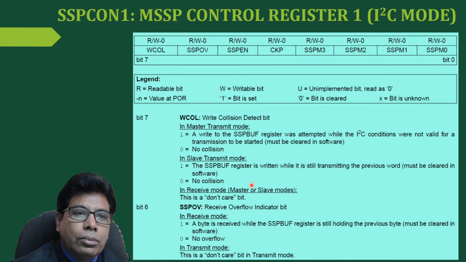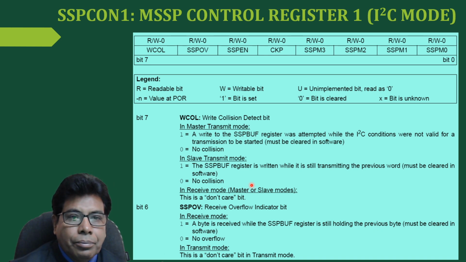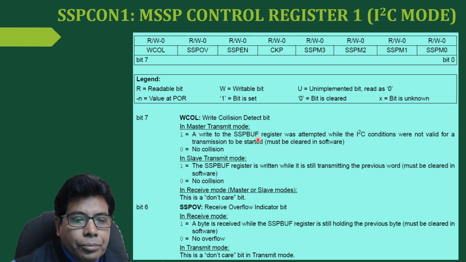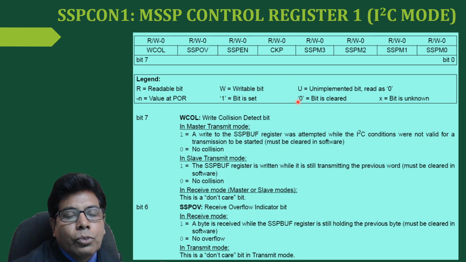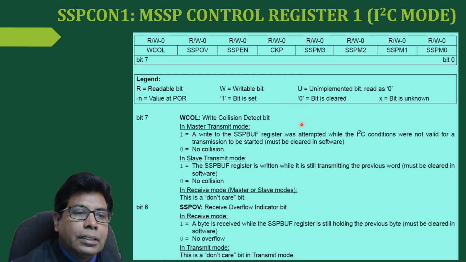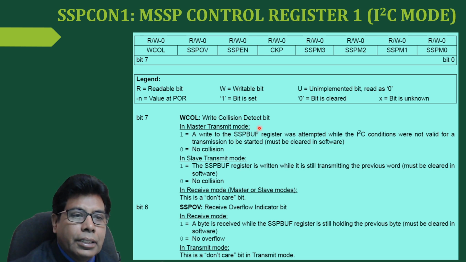Then let us go to the SSP Control Register 1, SSPCON1. We had discussed this when we discussed the SPI mode, but here the functionalities for the I2C mode are different. That's why we have to discuss them again. So first is bit 7, that is the write collision detect bit, WCOL.